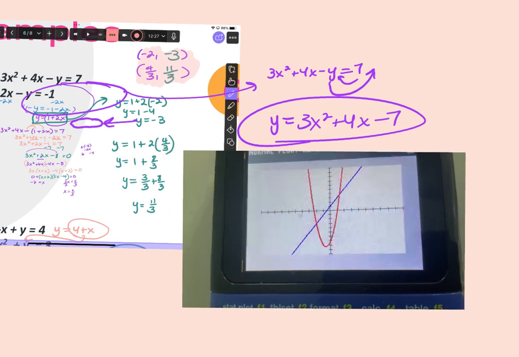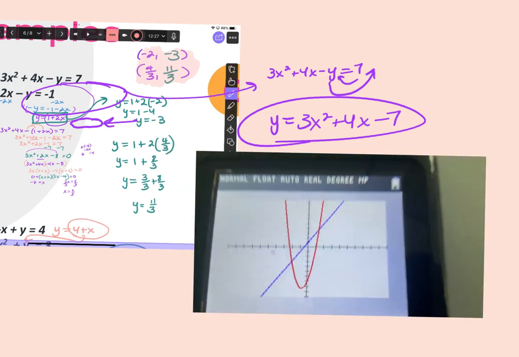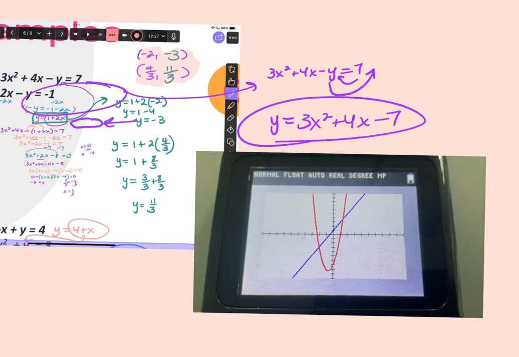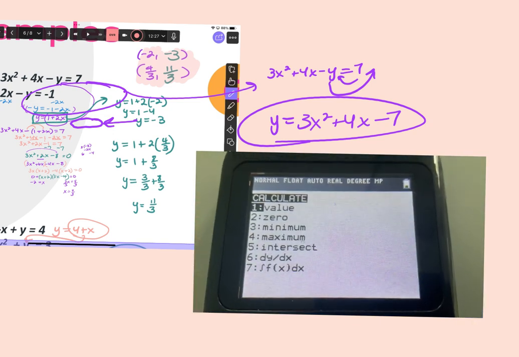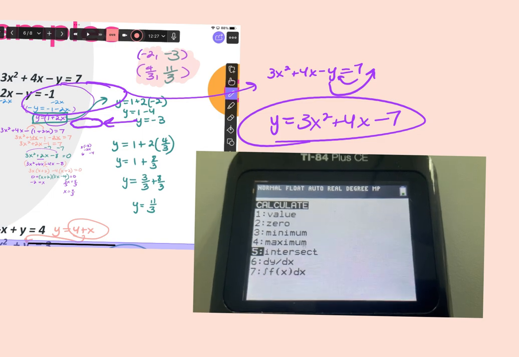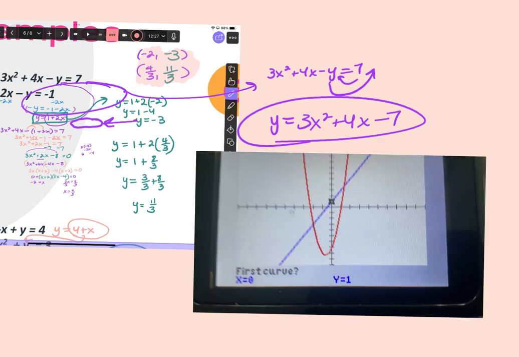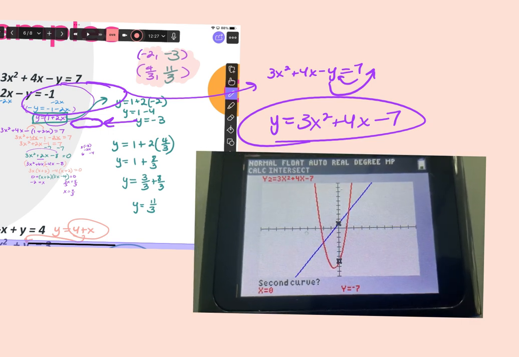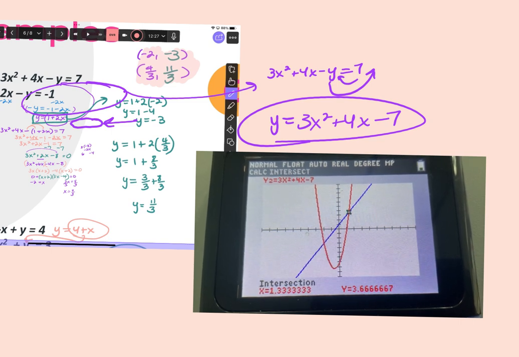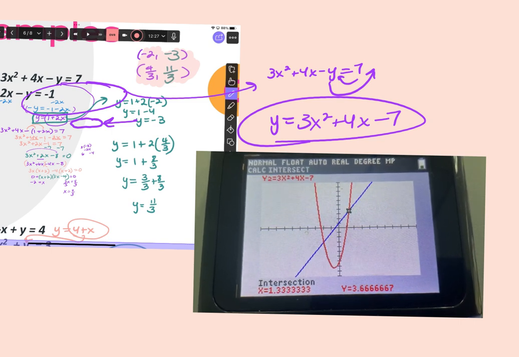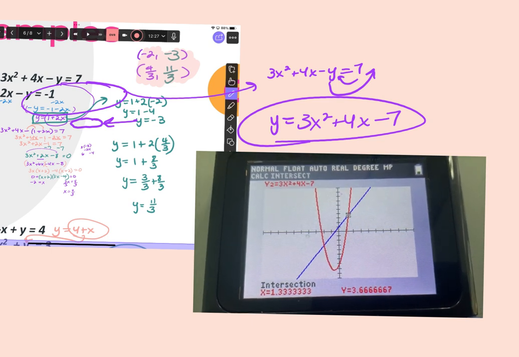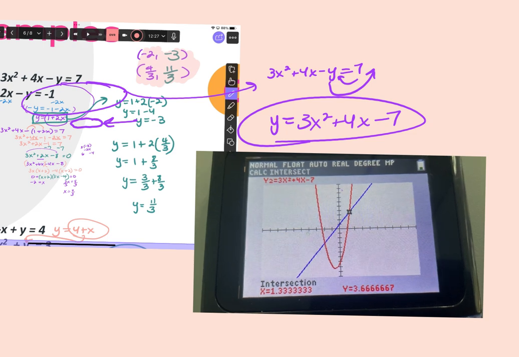So this time I got a parabola, which makes sense because it was squared. I got a parabola and a line. To find the intersections, I'm going to hit second trace, and I'm going to go to 5, which is intersect. And it says first curve, and it's on the blue line, that's fine. It doesn't matter which one's first and which one's second. Second curve, and it's on the parabola. I'm going to hit enter, and it says guess. And it's going to take me to the first one, which is 1.3, or 4/3, and 3.66, which is the 11/3.